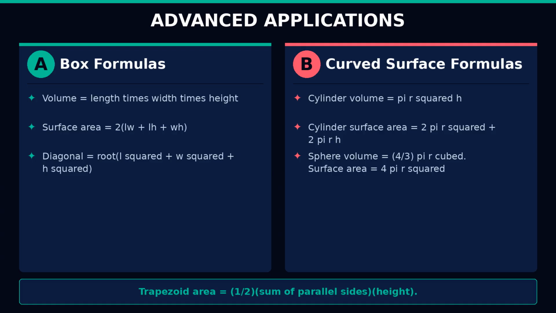Cylinder and sphere. Cylinder volume equals pi r squared times h. Total surface area equals 2 pi r squared plus 2 pi r h, where the first term is the 2 circular ends and the second is the lateral surface. Sphere volume equals 4/3 pi r cubed. Sphere surface area equals 4 pi r squared. ETS occasionally asks about volumes when one solid is filled from another. Set the 2 volumes equal and solve for the unknown dimension.